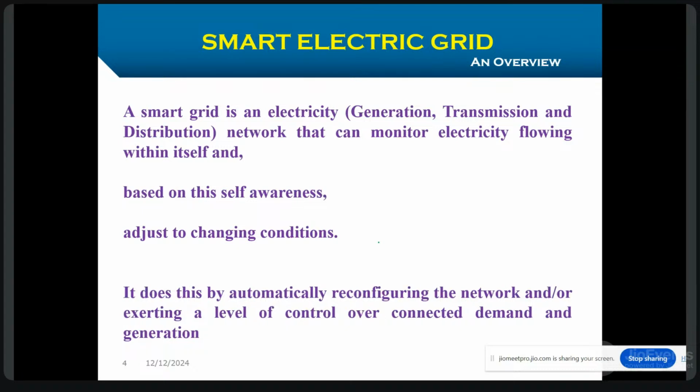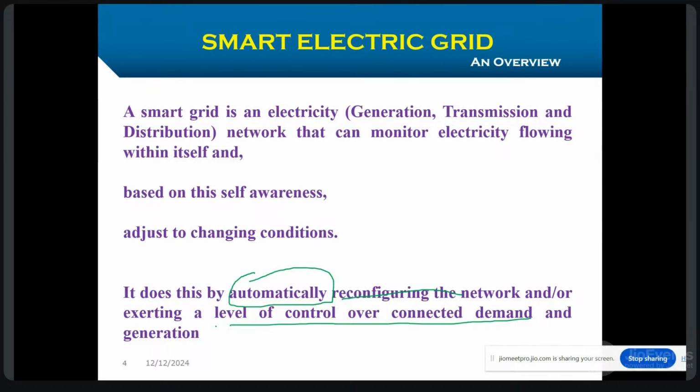And it has to happen automatically. As we can see, it has to happen automatically. And it can go up to the reconfiguration of the network, automatically reconfigure the network, and exerting a level of control over the connected demand. That's what I said, the demand side management or demand response control.